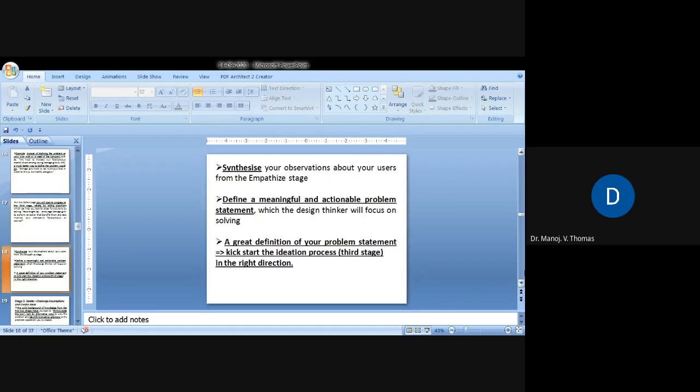So in the define stage, observations about your users from the empathize stage are synthesized.